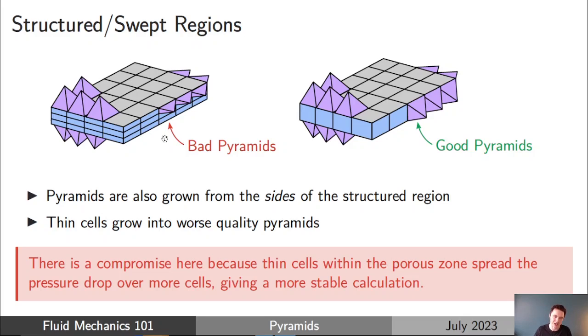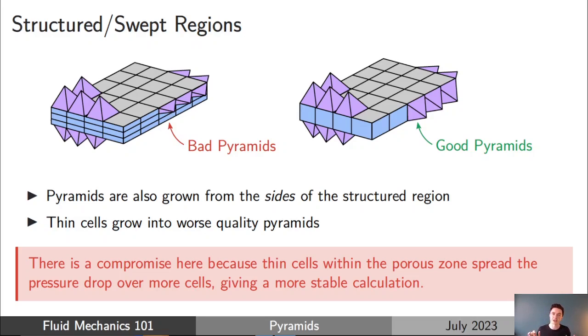But there's a balance here, because if we use very thin cells through the thickness of our porous zone, that's going to be spreading the pressure drop or the force from that porous zone out over more cells. We're spreading the force out, which is ultimately going to result in a more stable calculation for the CFD code, because rather than applying a concentrated force to one or two cells, it's spread out over multiple cells. But then of course, if the cells are too thin, the pyramids that we grow off the sides of the porous region could have poor quality.